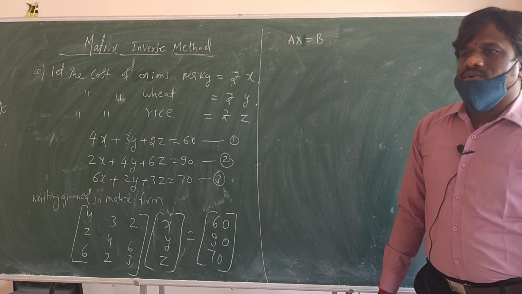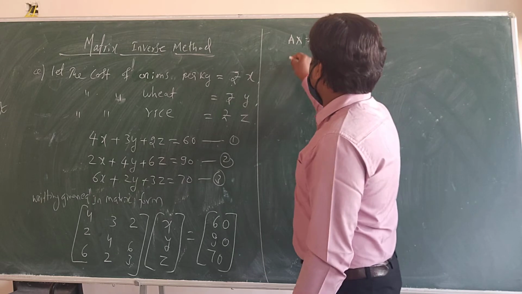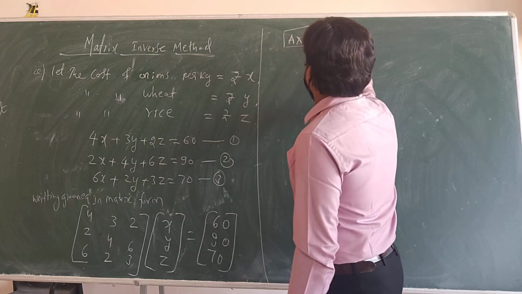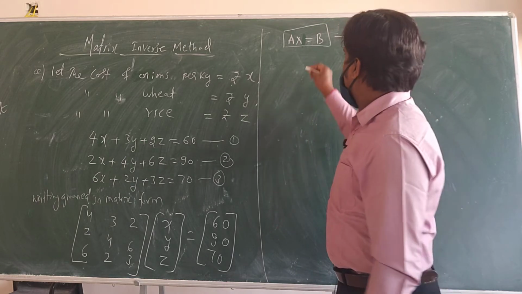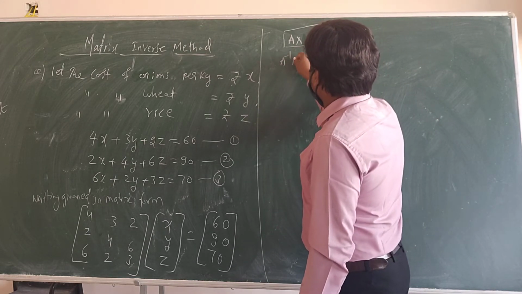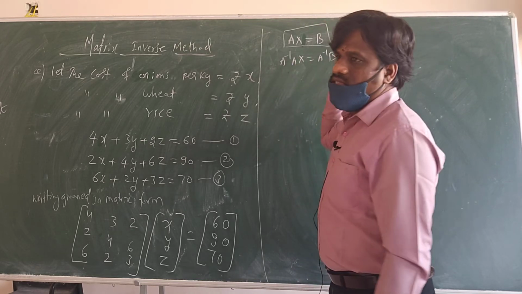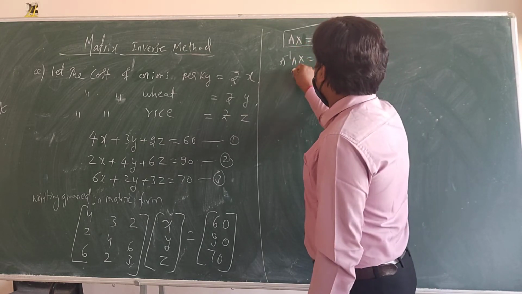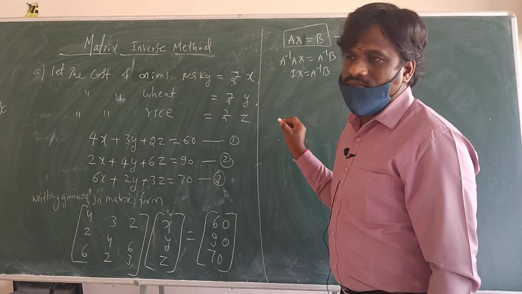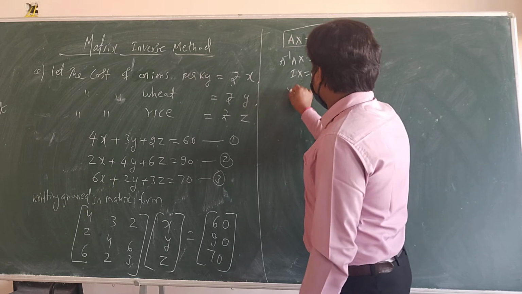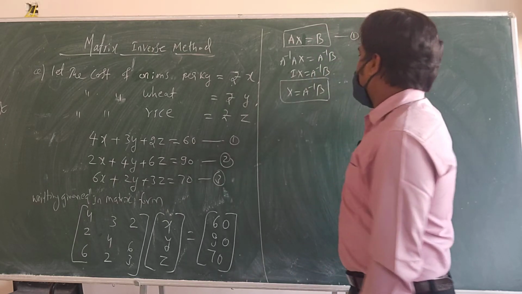So what will we write now? Multiply A inverse on both sides. If you want to write directly you can, but writing these steps is good. A inverse into A into X is equal to A inverse into B. A inverse into A is I, so I into X is equal to A inverse B. I into X is X. X is equal to A inverse B.